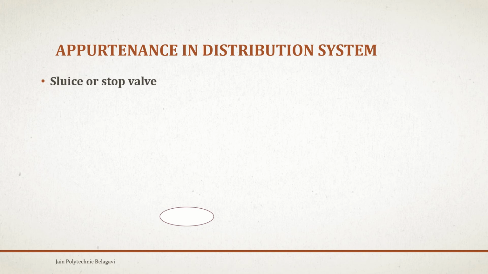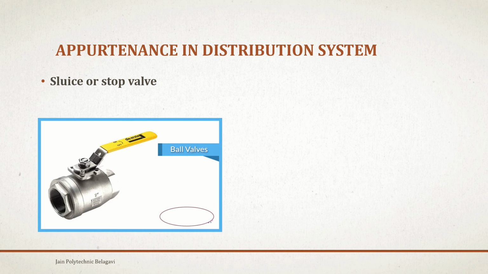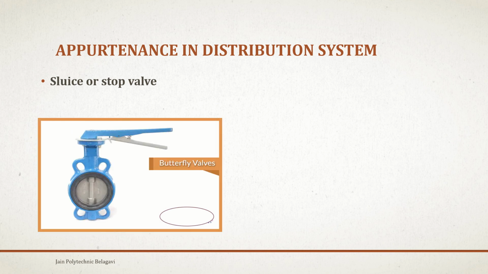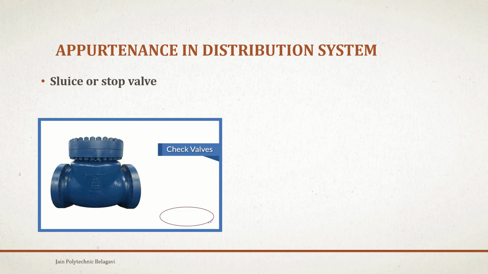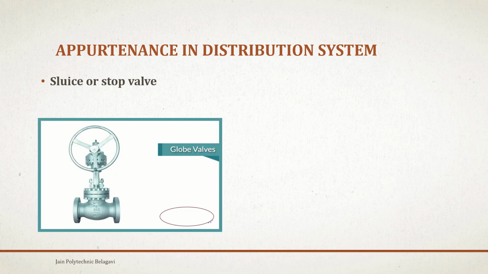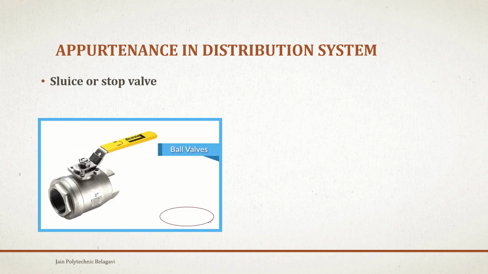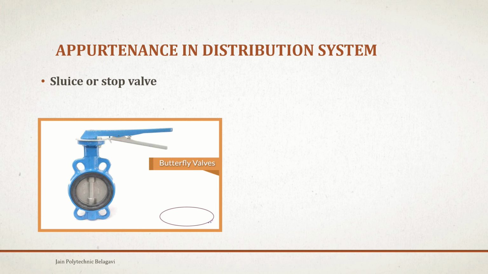In this name only it has been said that the appurtenance we are going to use is for stopping the pressure, which helps in reduction in pressure and reduction in blasting of the pipes. So these are different valves we prefer in domestic purposes, and even in different distribution systems where the water supply has been done.